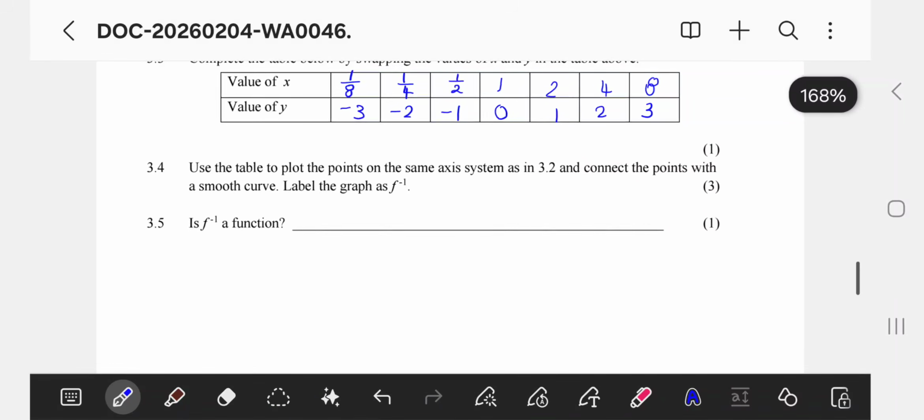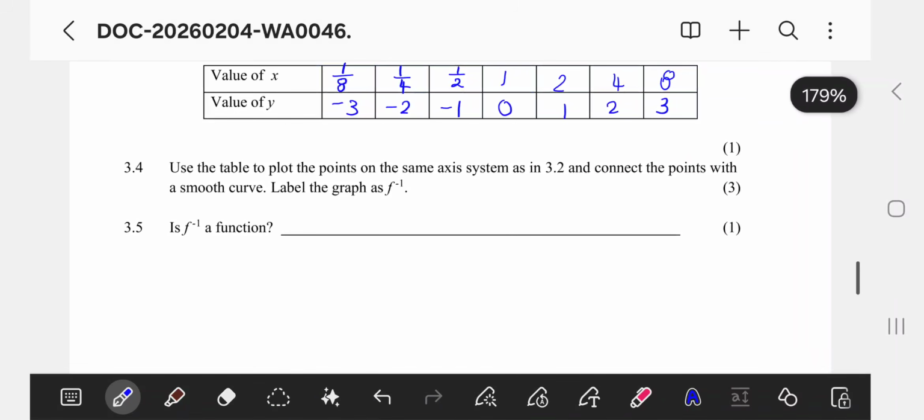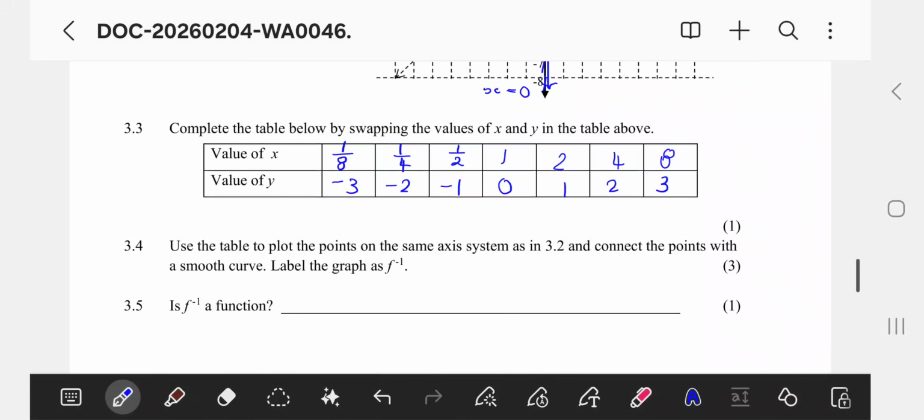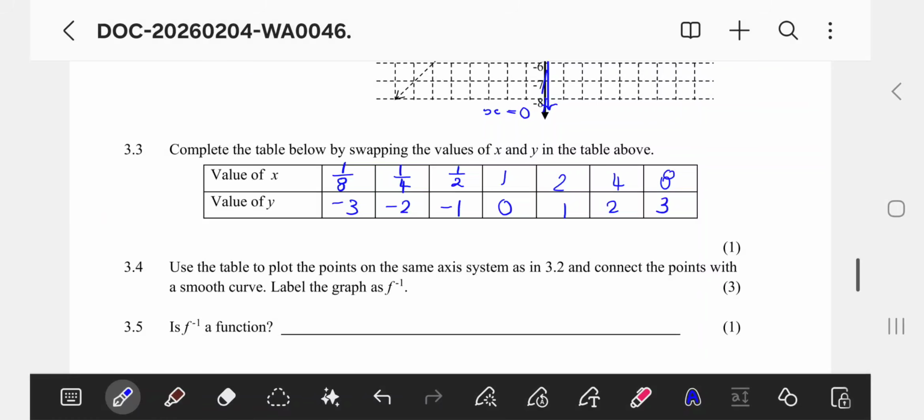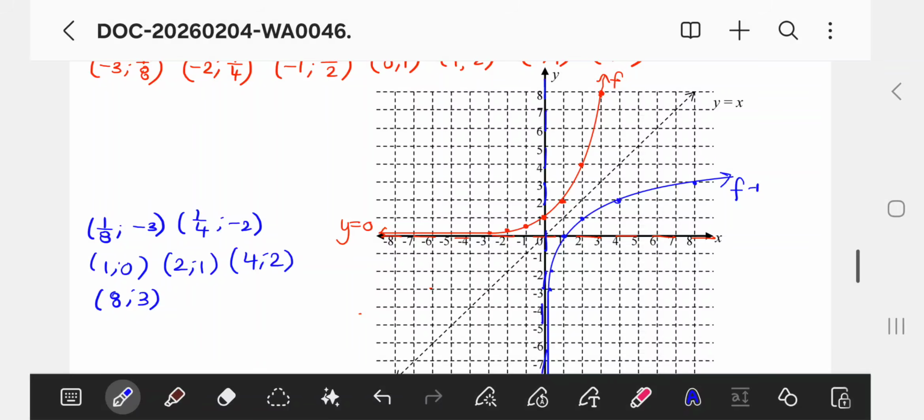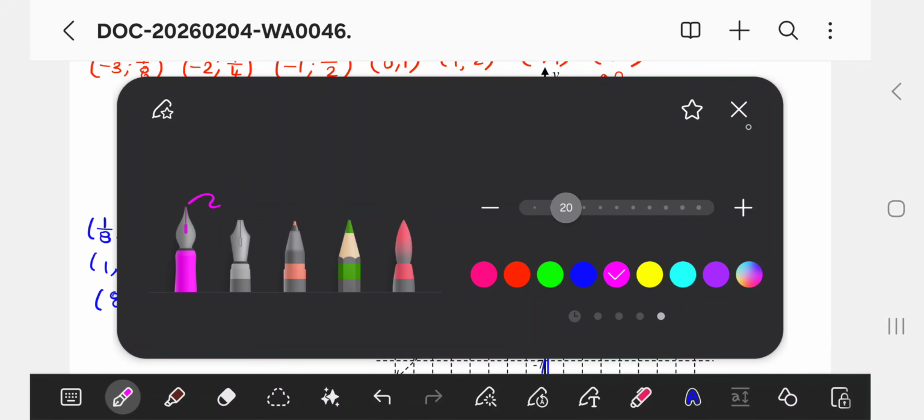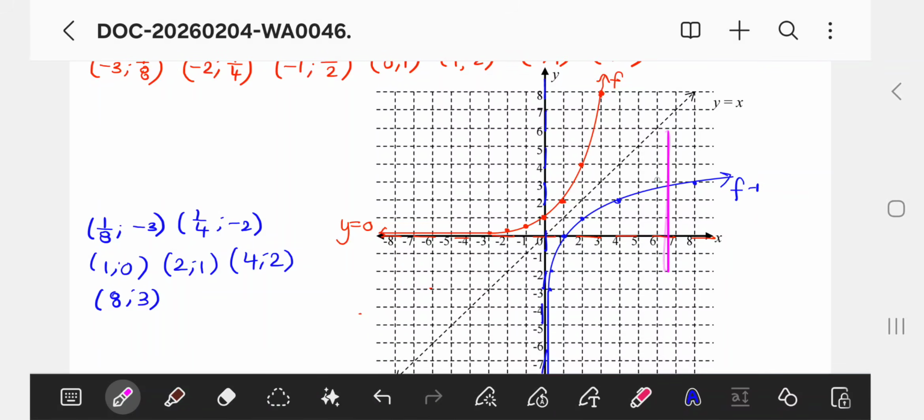So we've done 3.4, and then 3.5 says, is f to the -1 a function? Now to understand this, we need to have a look at the vertical line test. If we were to draw a vertical line through this point, it does intersect the graph once. So yes, it is a function.